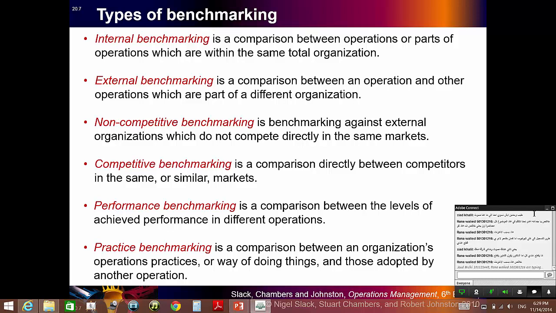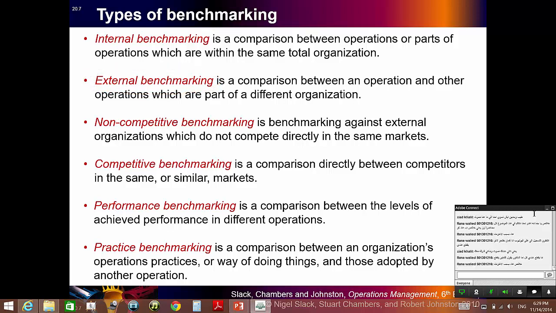Okay, the second type of benchmarking is what we call the external benchmarking, and the external benchmarking means that we compare one of the processes inside our organization with another process in a different organization. That means we are not comparing the whole organization, we just compare, for example, our operation department with another organization's operation department, and find the gaps or the difference between our performance and the other organization's performance.